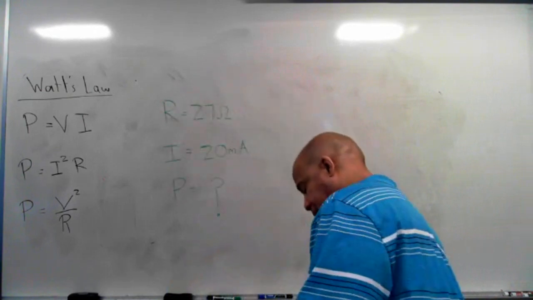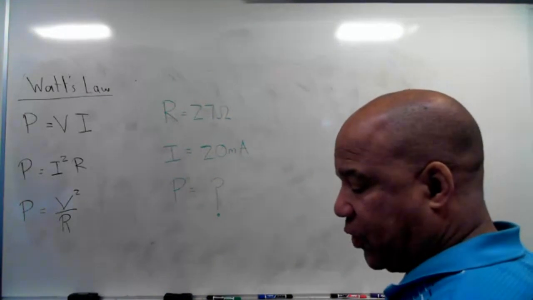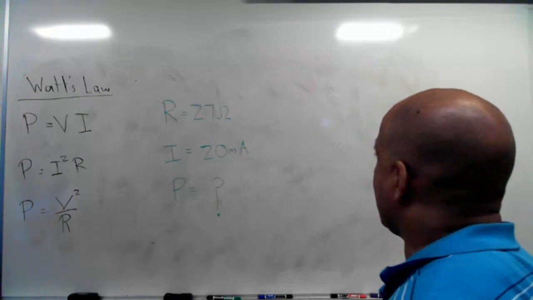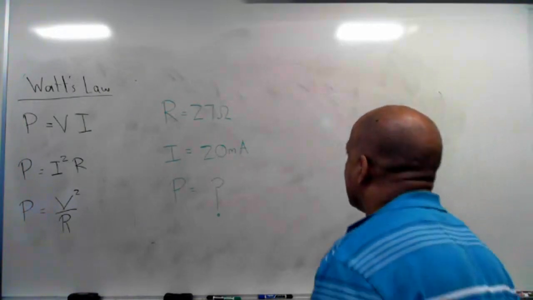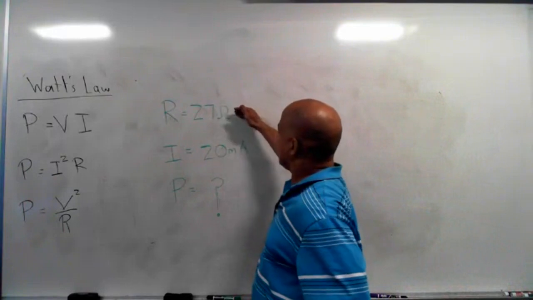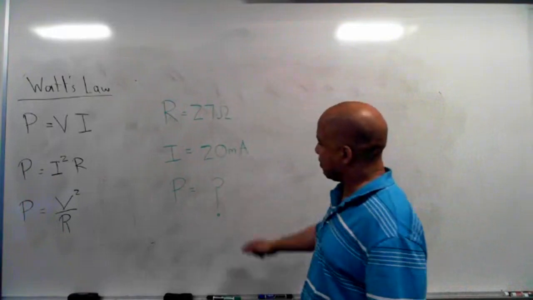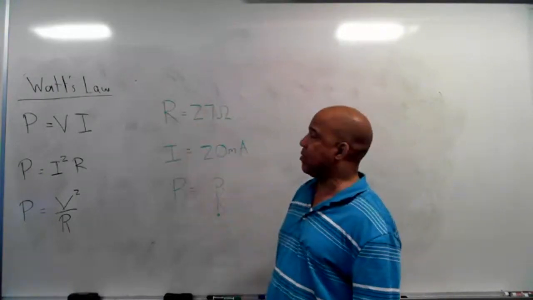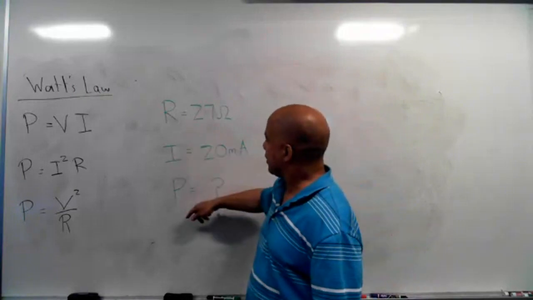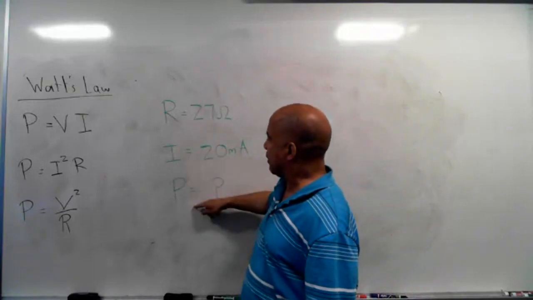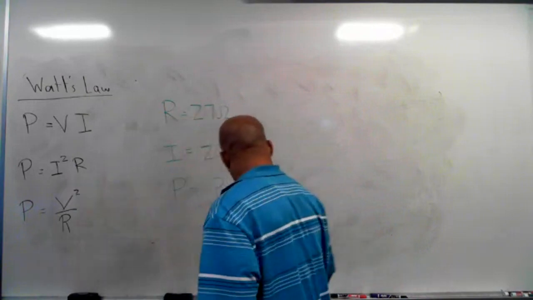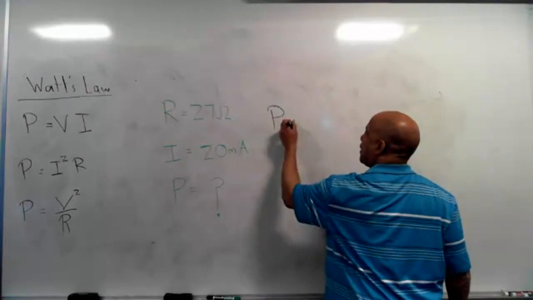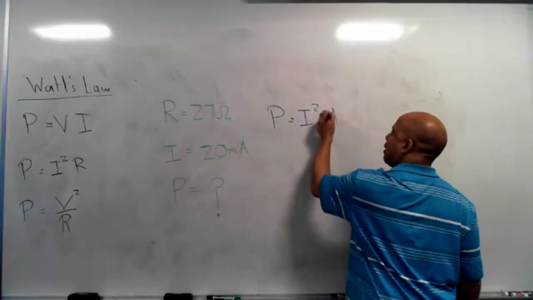All right, let's look at the next problem, number 5. You have a 27 ohm resistor that has 20 milliamps of current flowing through it. They want you to calculate the power dissipation. So I listed my variables. Resistor is 27, current 20 milliamps, P for power. I need an equation with an R, I, and a P in it. Well, that would be this one. So my working equation says that P is I squared times R.